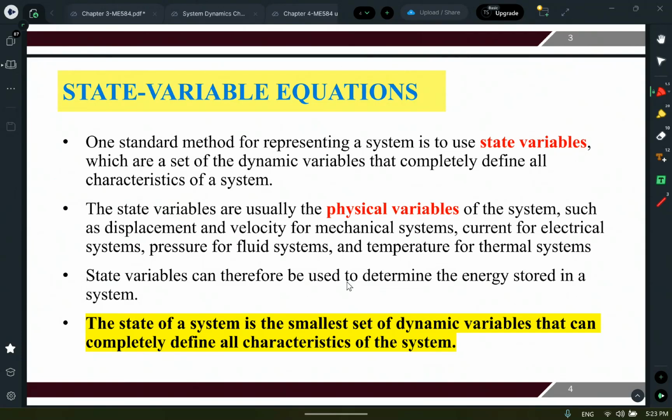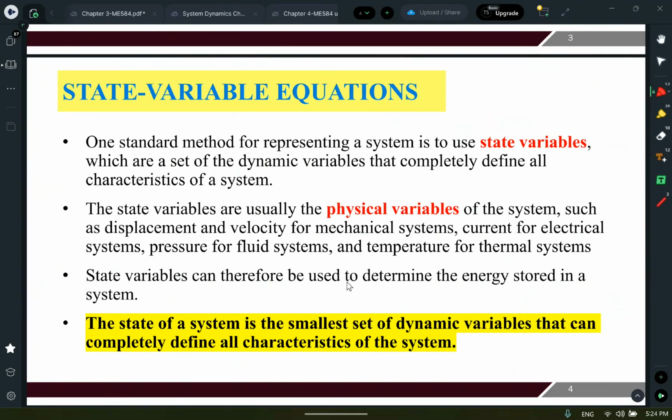State variable equations. We talked about state variables before. For instance, when we were talking about the order of the system, let's say the system was second order. We mentioned that if the system is a second order system, it means that the system has two independent variables that we need to describe the dynamics of the system. And we call those two independent variables the states of the system.